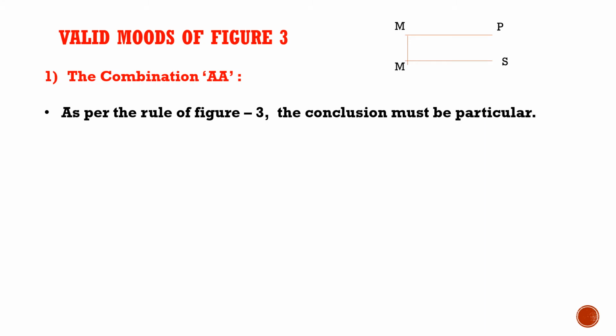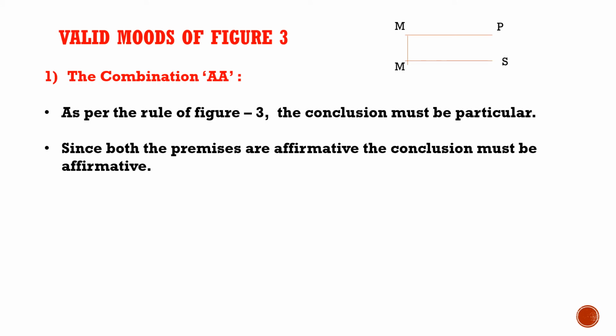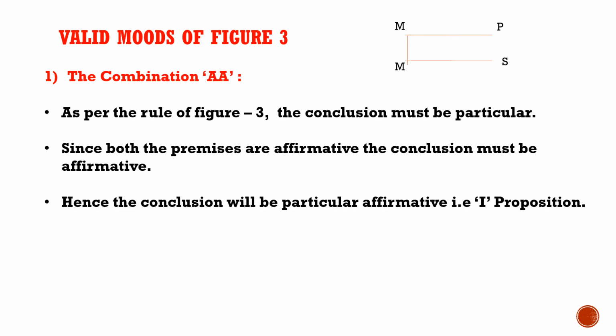As per the rule of figure 3, the conclusion must be particular. So obviously, the conclusion will be either I or O. But the conclusion cannot be O. Why? Because both the premises are affirmative, so the conclusion must be affirmative. Hence, the conclusion will be a particular affirmative, that is, I proposition. This mood is AAI and it is called Darapti.